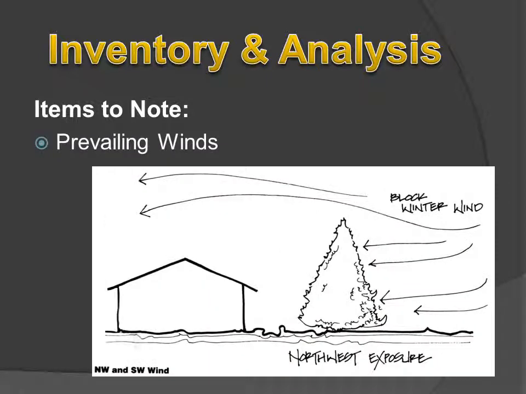We need to note the prevailing winds and how we're going to block those winds. Something as simple as a screen right there from the northwest on this house, that could be Leland cypress and L.E. Stevens blocking that wind. It's automatically going to lower that guy's heating costs.